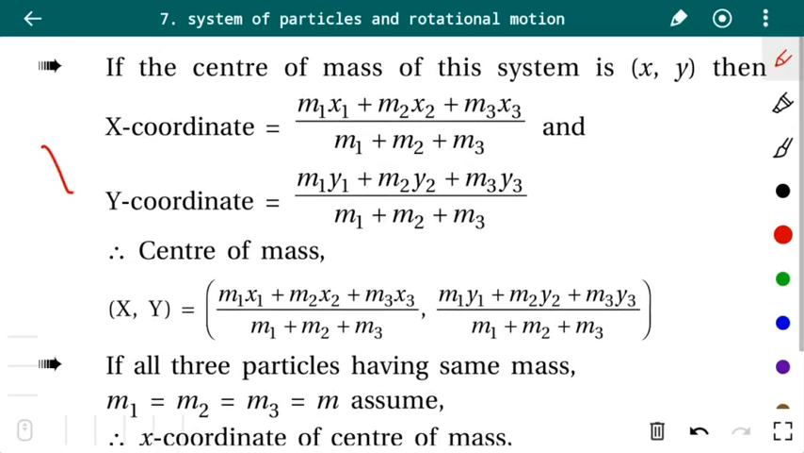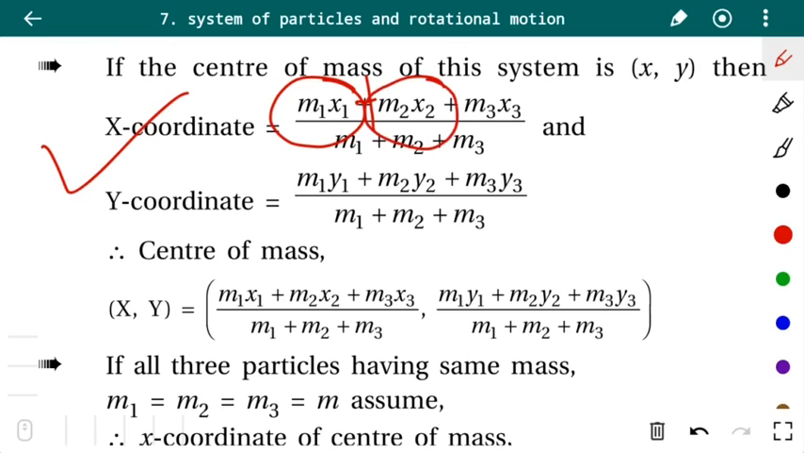So the first term will be m1x1, that is the product of the mass of the first particle and its position with respect to the x-axis, plus m2x2, which is nothing but the product of the mass of the second particle and its position, plus m3x3, that is the position of the third particle, x3, multiplied with the mass of the third particle, divided by the total mass. Here the total mass is the mass of all 3 particles, that is m1 plus m2 plus m3.